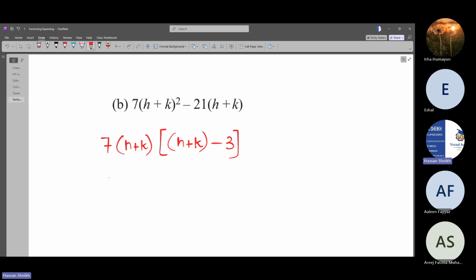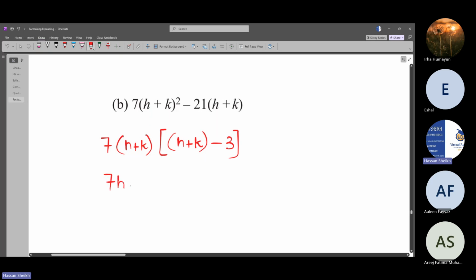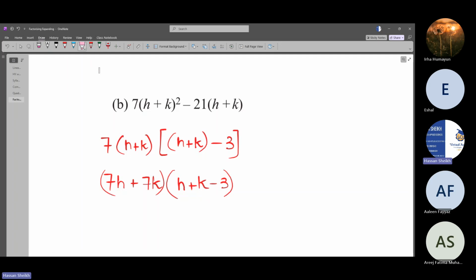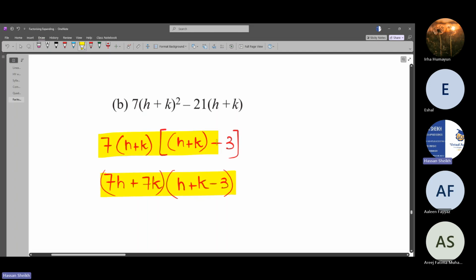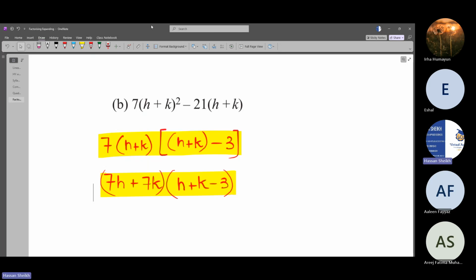But we can do it in one try, like 7 times h plus k times h plus k minus 3. Agree? You can also keep the above one as the answer. Both would be considered correct as the answer, either you expand the bracket or not. Okay? Both are answers. Any of them would be given as the answer. Yes, girls? Doubt? No, sir.